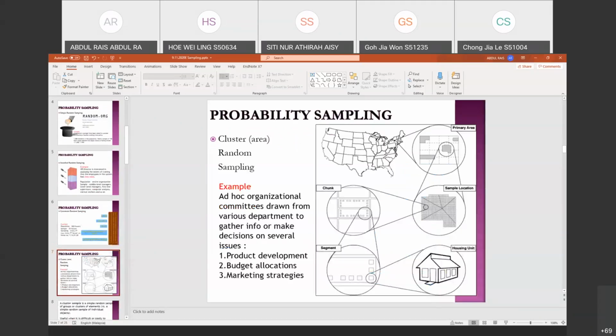Alright. Another example will be the clustered random sampling. Okay, clustered sampling ni, cluster merujuk pada kelompok lah, kelompok population yang kita nak pilih. Misalnya kita nak buat kajian tentang maybe HACCP or GMP knowledge of kilang keropok di seluruh Malaysia.